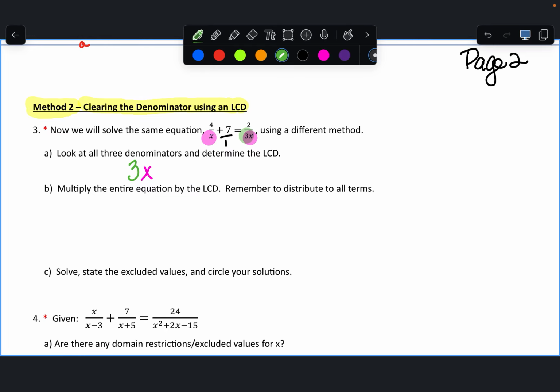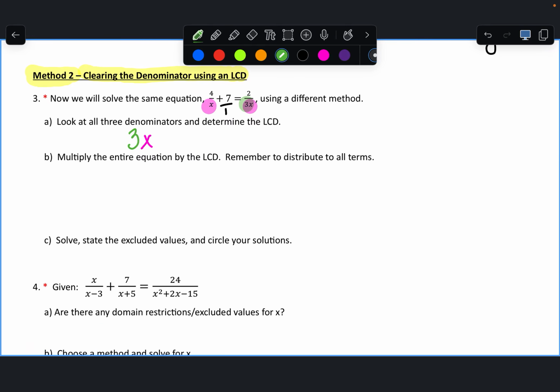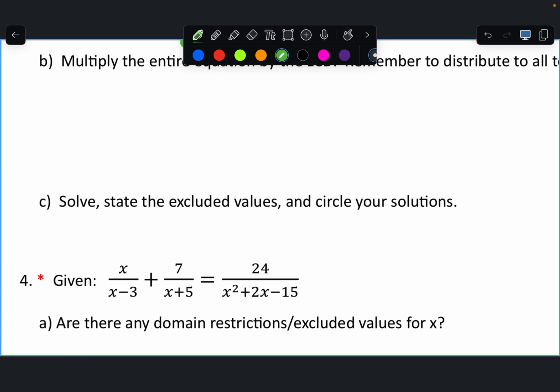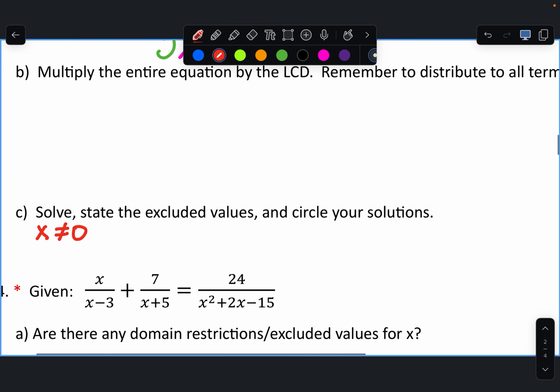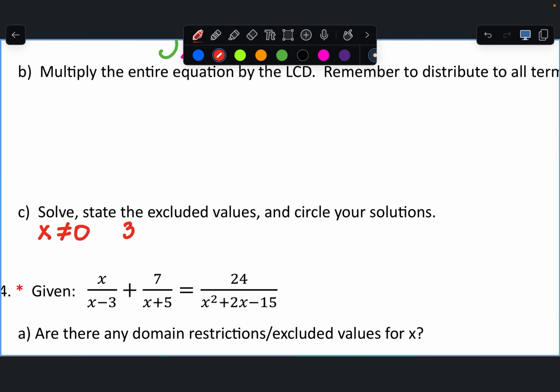Now I'm going to come down here to C and go ahead and do the excluded values. That's where you take each denominator, which the first one is just an x. So x cannot be 0. That's all I would need to do on that one. When you have a 1 in the denominator, there's not a variable, so I don't have to worry about that. The other one I have to do is a 3x. So 3x cannot be 0. Divide both sides by 3. And when you get the same thing, x cannot be 0. So that's your excluded value.